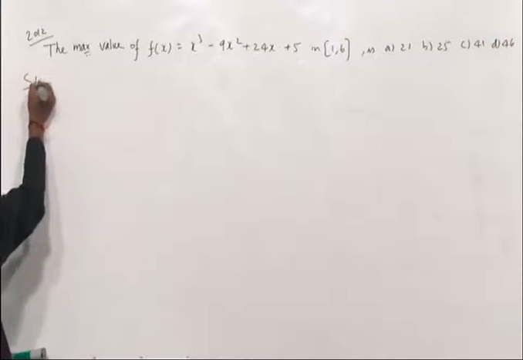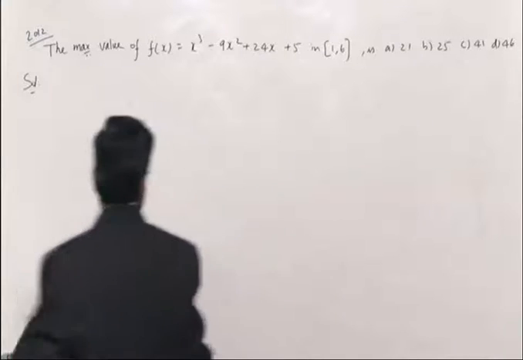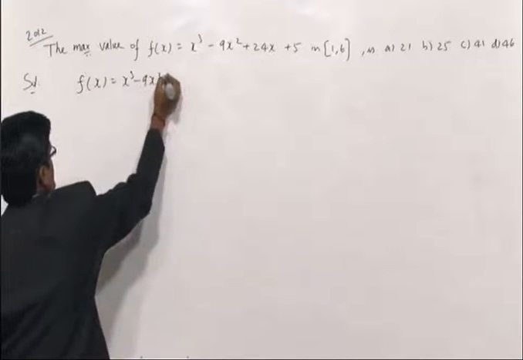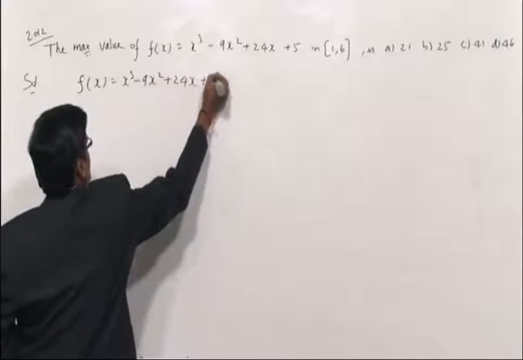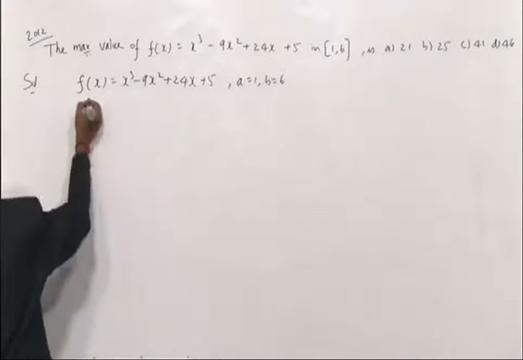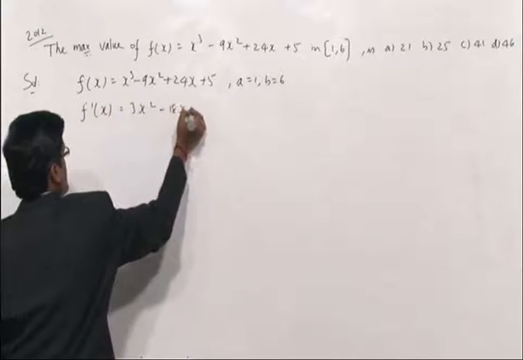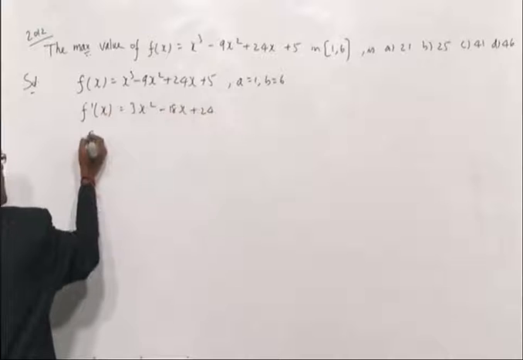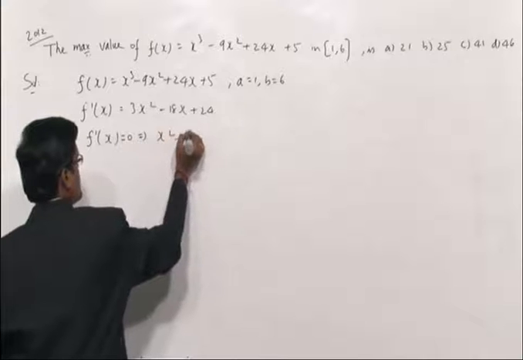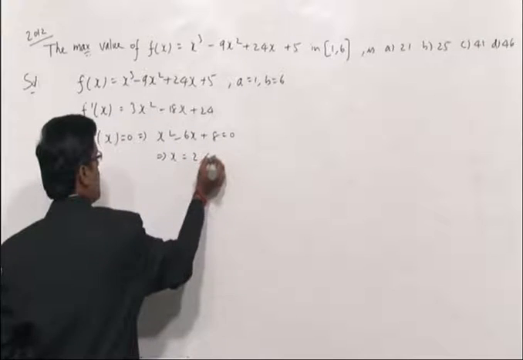Solution. Here a closed interval is given. There are problems defined in a closed interval, and problems without an interval also. There are two types of maximum minimum procedures, for one variable only. f(x) equals x cube minus 9x square plus 24x plus 5, with a equal to 1 and b equal to 6. First step, finding f'(x), which is 3x square minus 18x plus 24. So f'(x) equal to 0. That means 3 is common, sending it to the right side, this simplifies to x square minus 6x plus 8 equal to 0. Solving this equation, we get 2 and 4.